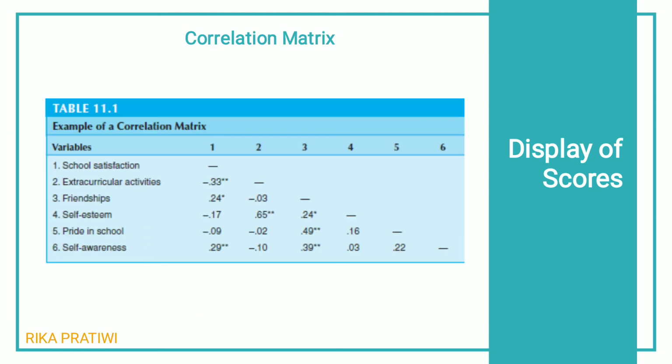Okay, and this is the type of display of scores. That is a correlation matrix. A correlation matrix presents a visual display of the correlation coefficients for all variables in a study. In this display, we list all the variables on both a horizontal row and a vertical column in the table.